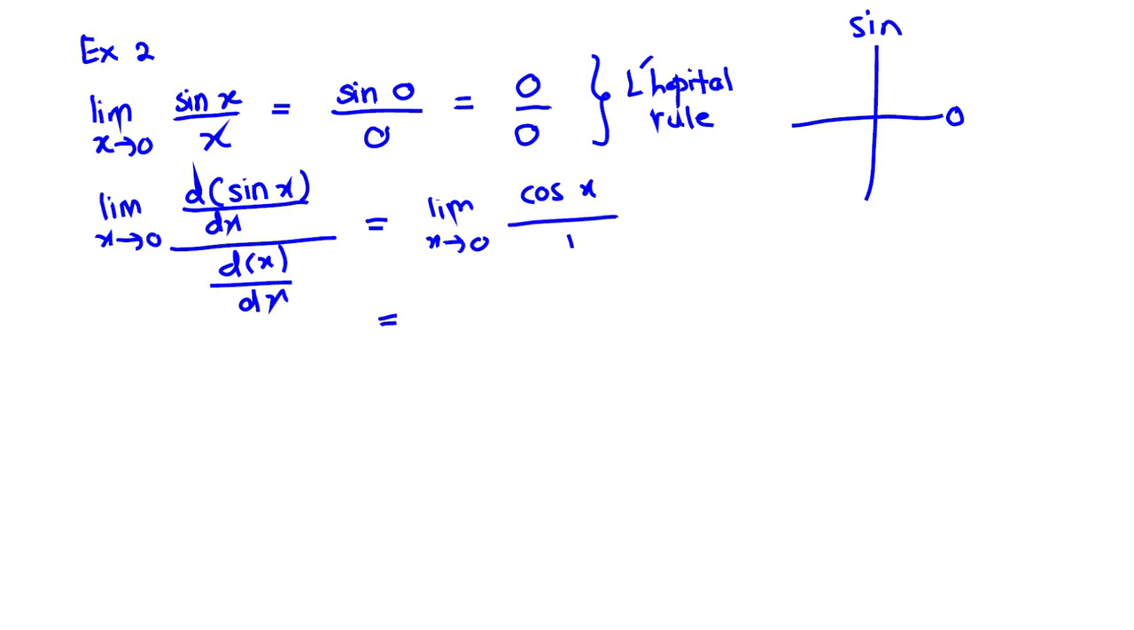Now you try to substitute 0. So cos 0 divided by 1. Cos 0 is 1, and 1 divided by 1 you get 1. So the answer is 1.